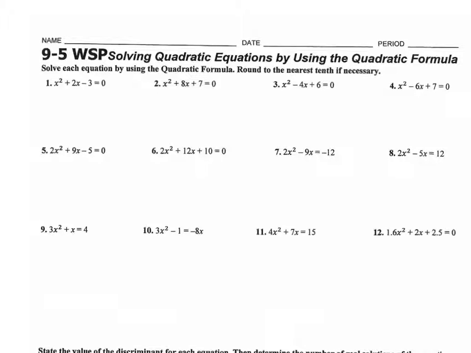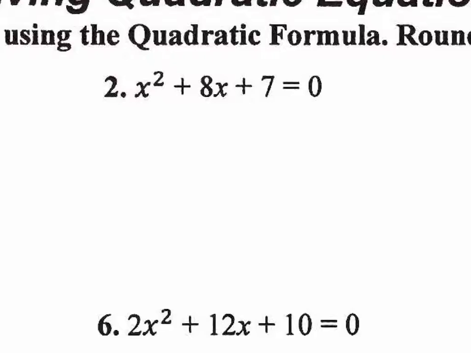So on the previous video, we explained that on the top half of the homework, we're going to be practicing the quadratic formula. On the bottom half of the homework, we're going to be working just with the discriminant to say if we have one answer, two answers, or no answers. So let's jump to number 2 right here.